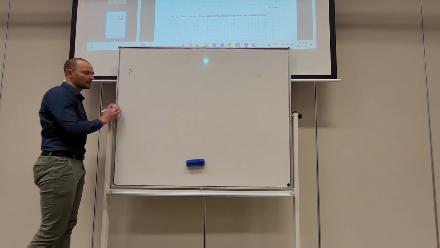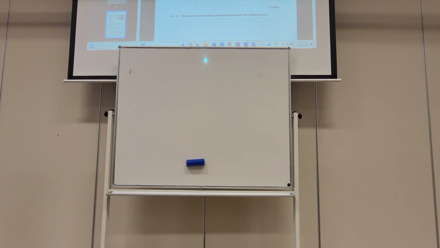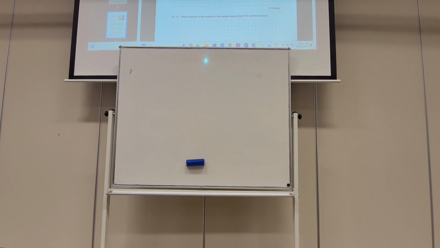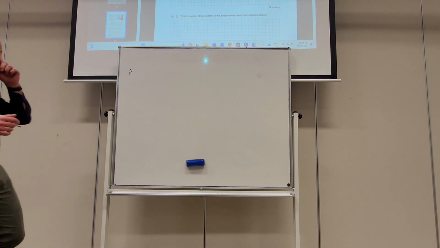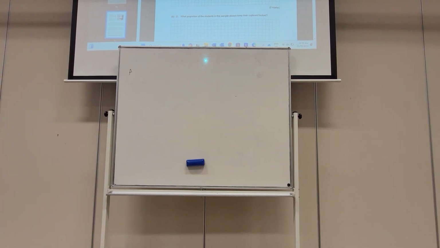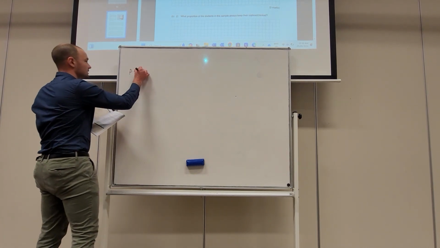They're asking what's the value of p hat such that we generate that confidence interval? Because it's the 95% confidence interval, the lower boundary of the 95% confidence interval is p hat take 1.96.